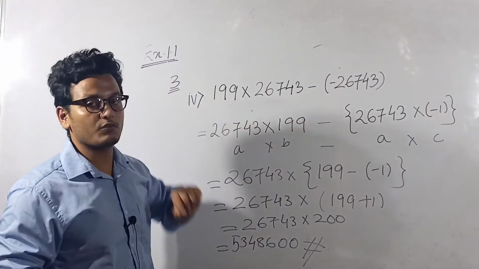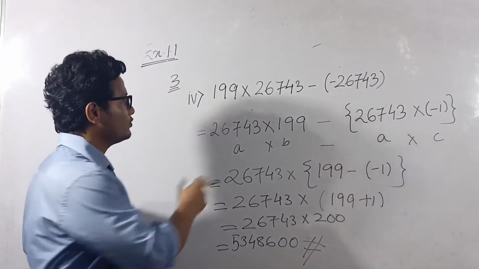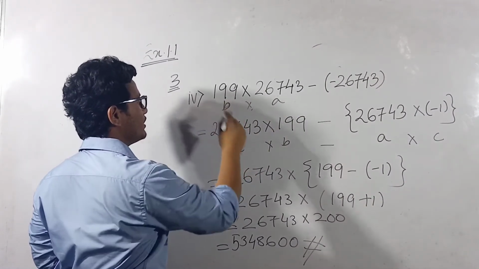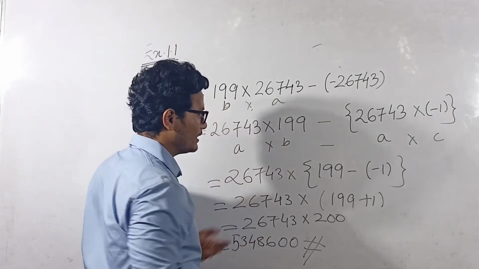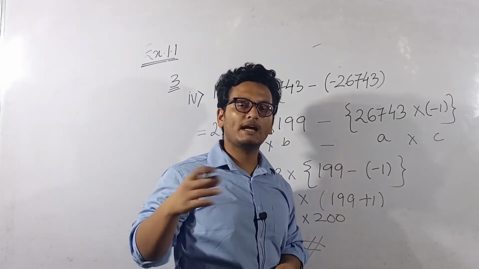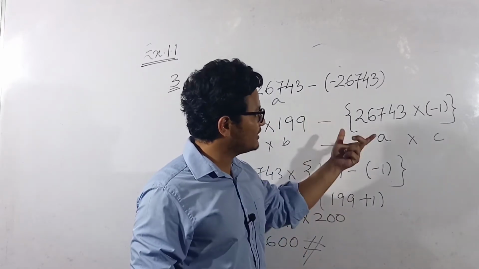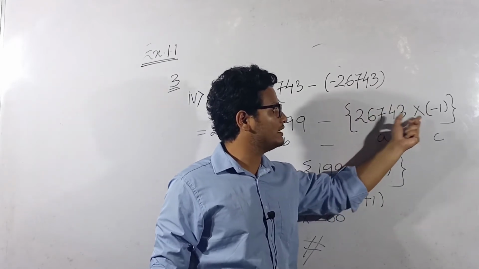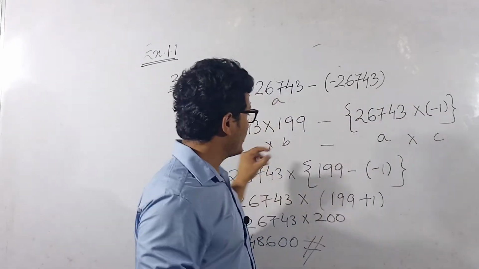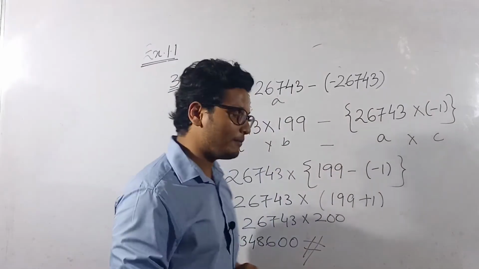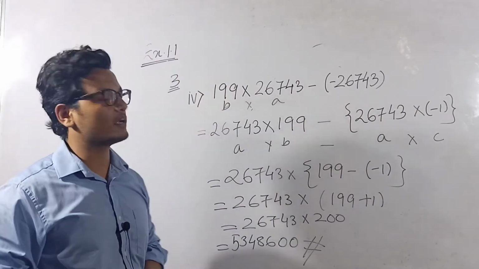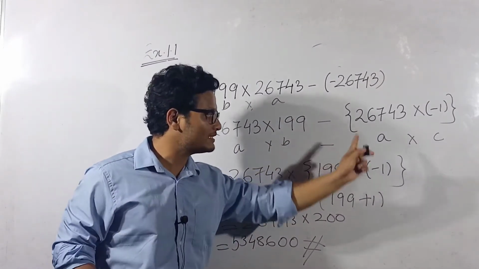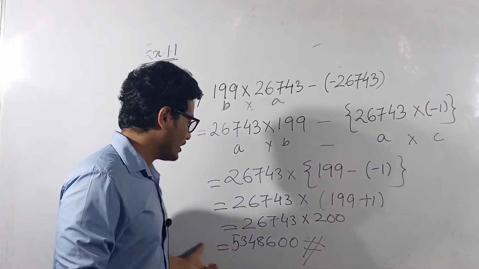Now, first we have used what? First we have used the commutative property to reverse it. Here it was in B into A format. We have brought it to A into B format. Okay. Then we have used the multiplication by minus 1 format. By using that, in place of minus 26743, we have written 26743 into minus 1. Okay. Now we have the A into B minus A into C format, and by the distributive property, we can write A into B minus A into C is equal to A into (B minus C). Okay, and like this we have solved this problem.